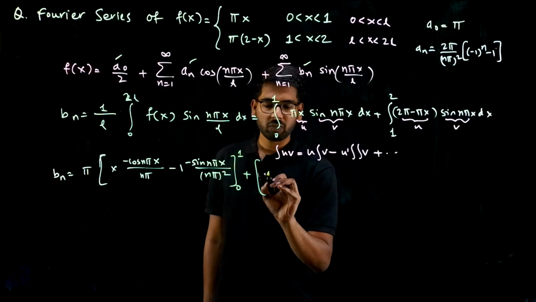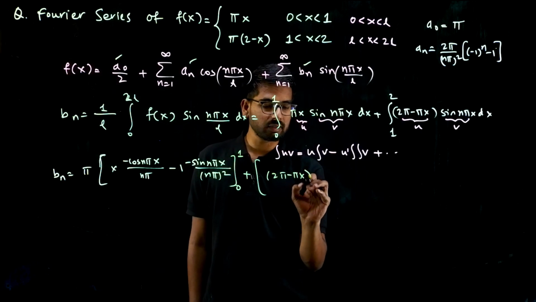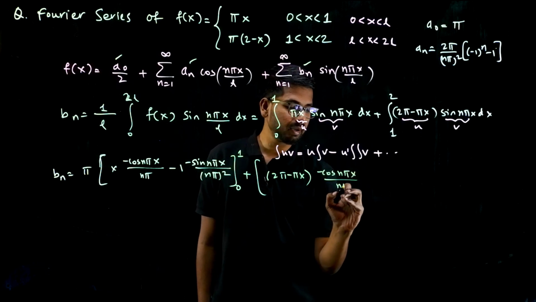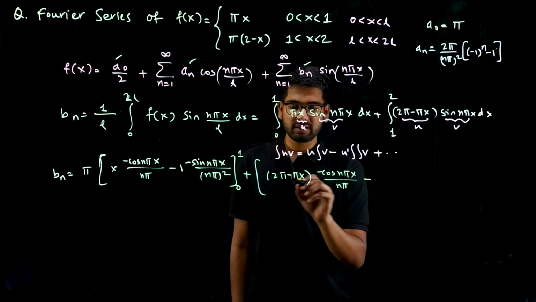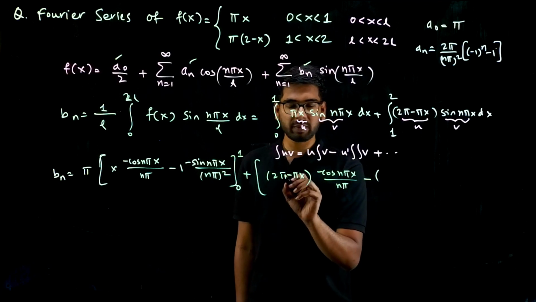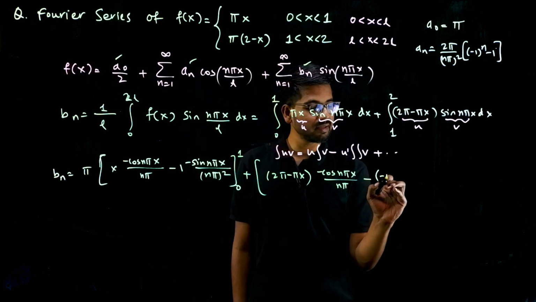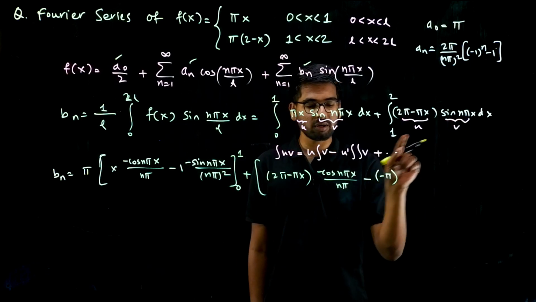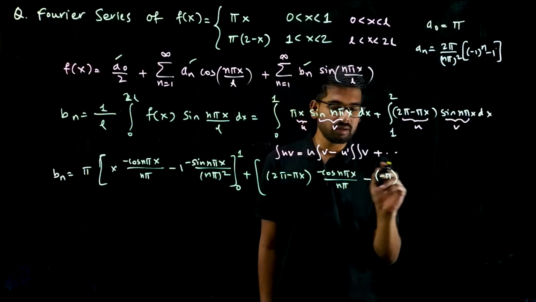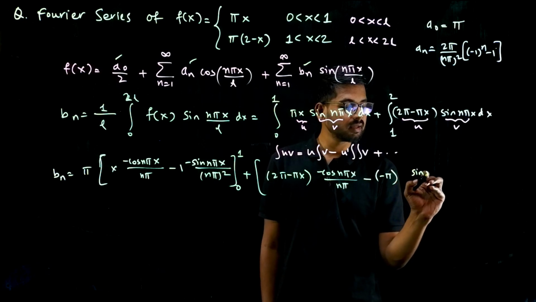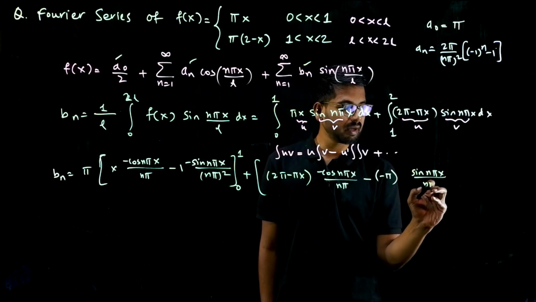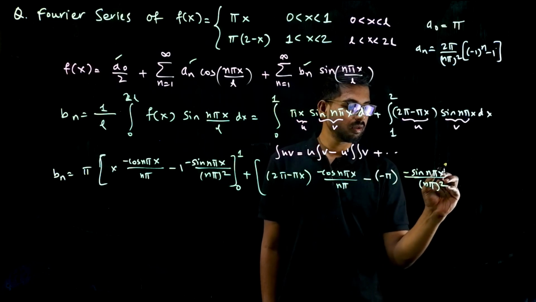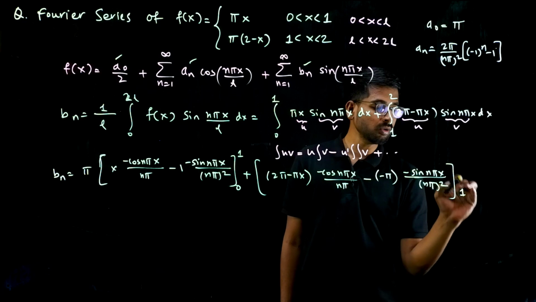Here, u is 2 pi minus pi x, integration of sin n pi x is minus cos n pi x by n pi, right? Minus differentiation of 2 pi minus pi x. Differentiation of 2 pi is 0, differentiation of minus pi x is minus pi. The integration of 2 times integration of sin pi x, or 1 time integration of cos n pi x. Integration of cos n pi x is sin n pi x by n pi. This n pi will become n pi square. This minus you have to keep it as it is. So this is what you will get for the second term from 1 to 2.